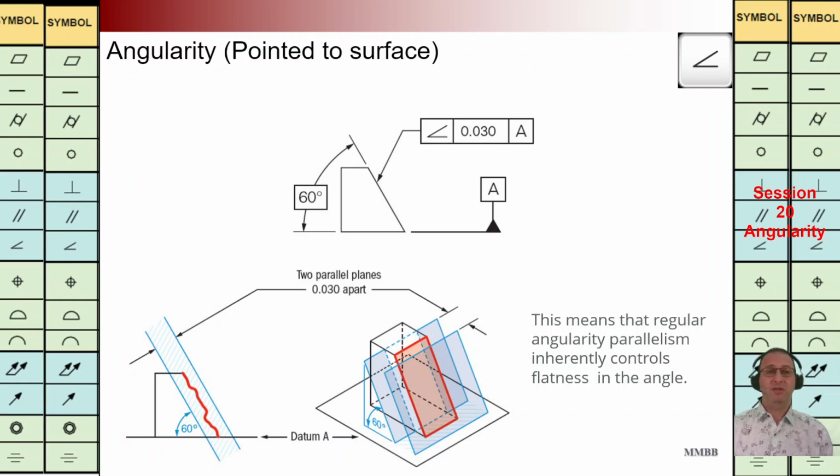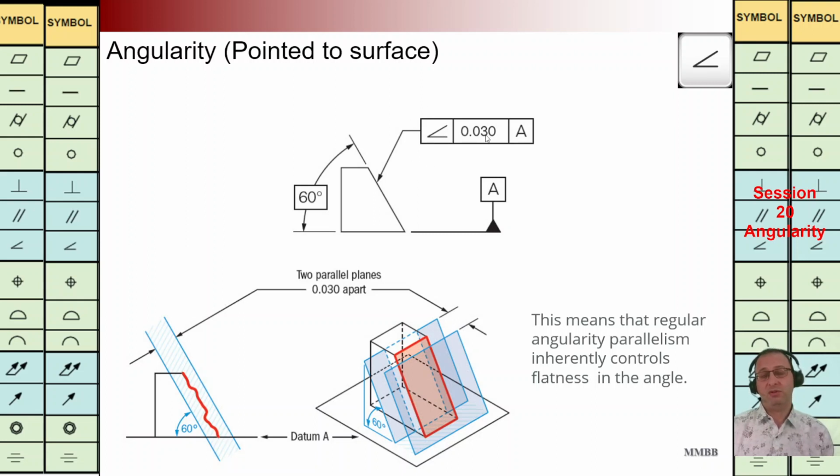Today we're going to talk about angularity. Whenever we are going to control the orientation of one feature with respect to another feature, when the angle is not 0 and 90 degrees, we are going to use this symbol. This symbol is the angularity symbol.